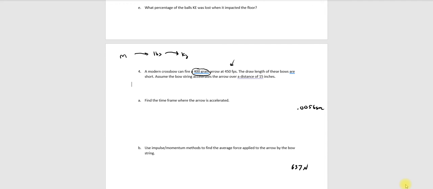This thing right here, I'd go ahead and convert that to meters per second. This right here, convert that to meters. I'd probably start these problems by doing that.